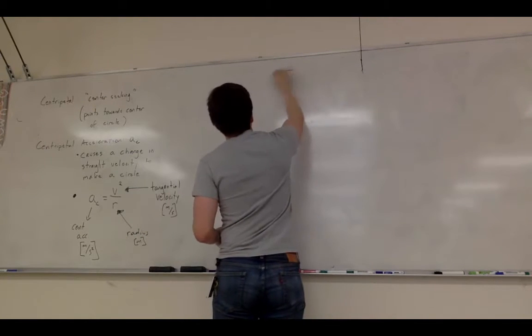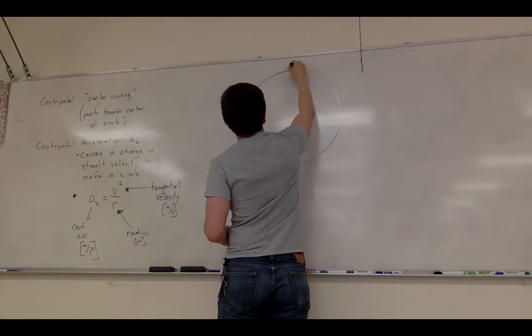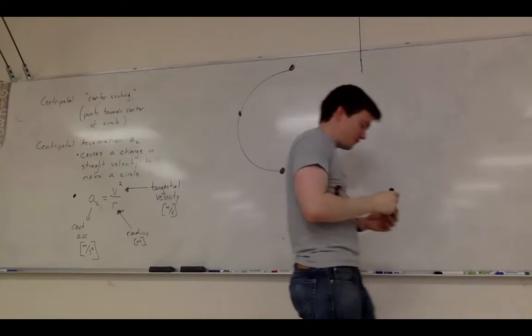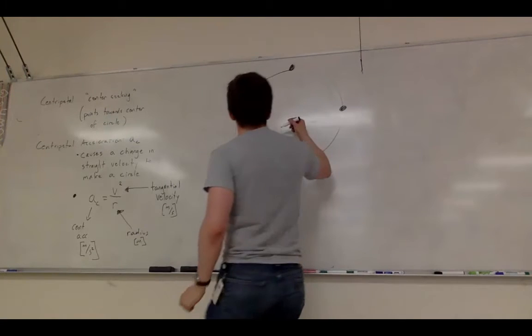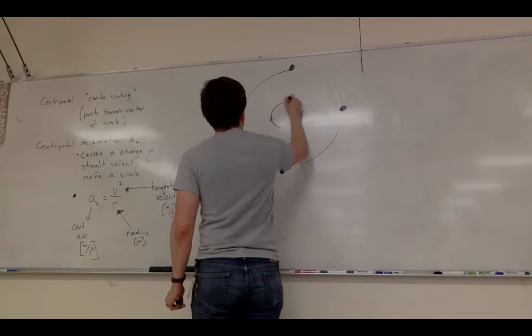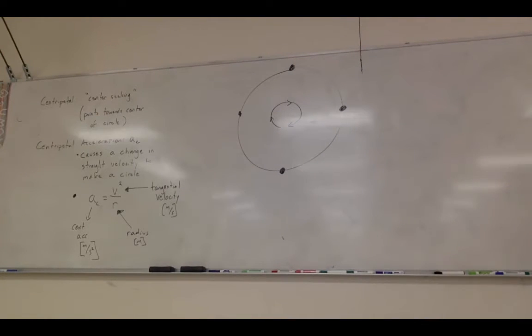I want to draw a circular motion, and I want to talk about an object in 4 different spots. Don't worry about whether this is horizontal, vertical, or diagonal motion. The issue is that it's moving in a circle. And since it's moving in a circle, we can automatically say a few different things.